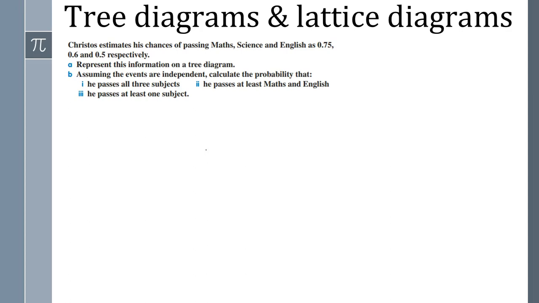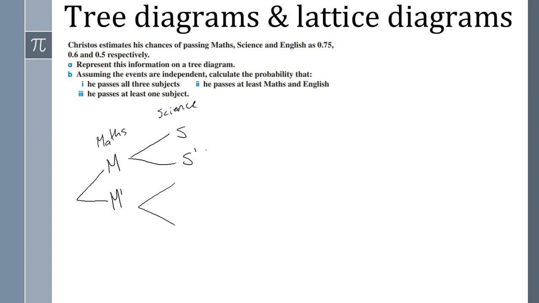So we're going to start with this tree diagram. Now, this is where it gets a little bit tricky with determining the events. So the events are actually maths. So he passes maths or he doesn't pass maths. Science, where he passes science or he doesn't pass science. And English, where he passes English or doesn't pass.